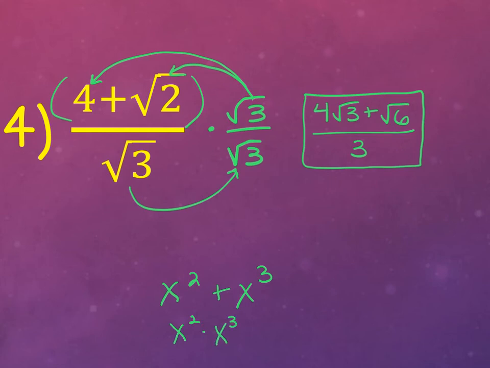The same rule applies with the square roots. If they are the same square root, we can add them. If they are not, we cannot. But if they are different square roots, we can multiply them.